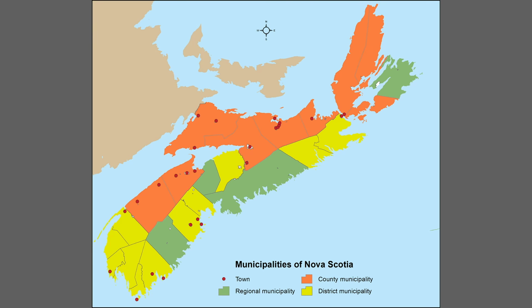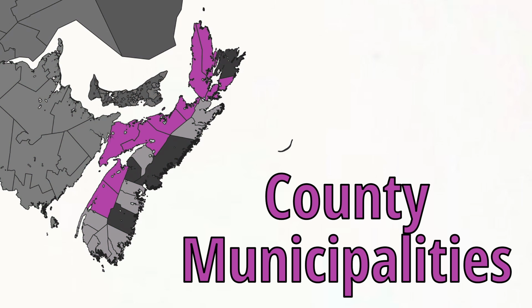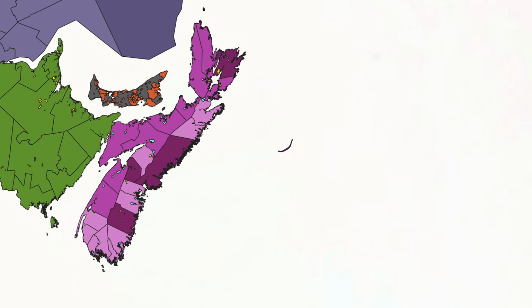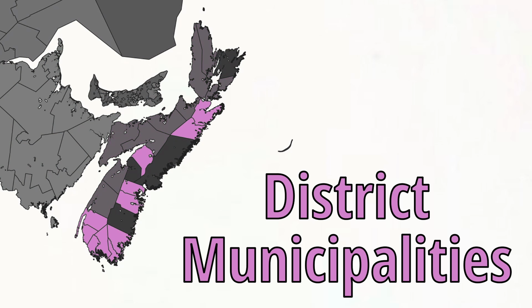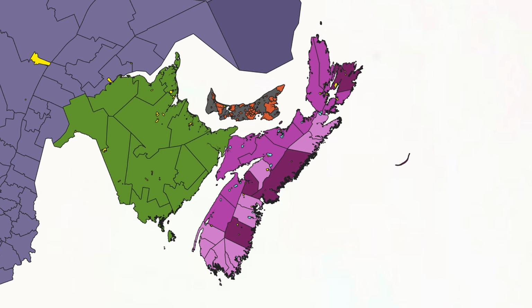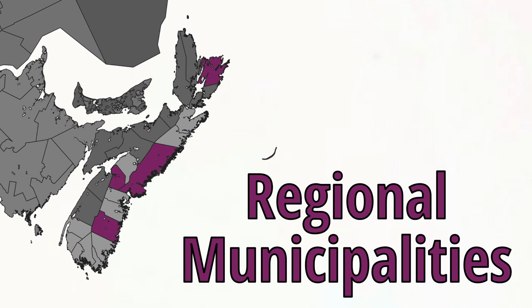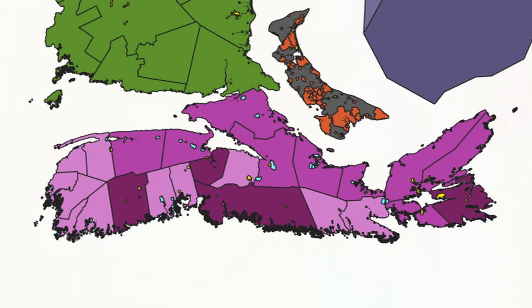But in 1879, the County Incorporation Act was passed. As the name would suggest, these counties incorporated into municipalities. This established 12 county municipalities and 6 district municipalities out of the original 18 counties. Eventually, 3 of the county municipalities merged with Nova Scotia's 3 cities in the 1990s and became the regional municipalities. So this has left us with 11 district municipalities, 9 county municipalities, and 4 regional municipalities of today.